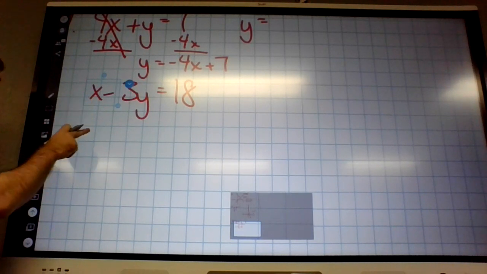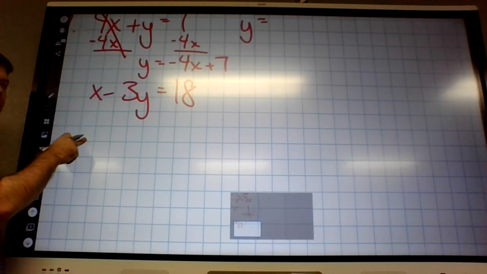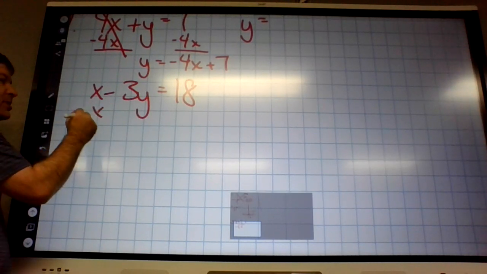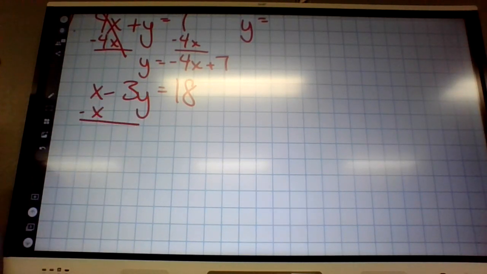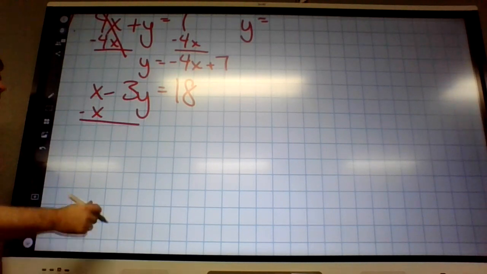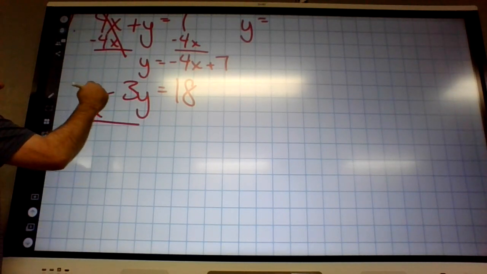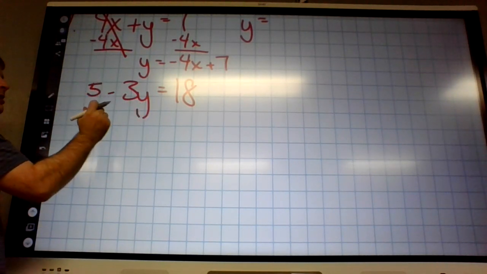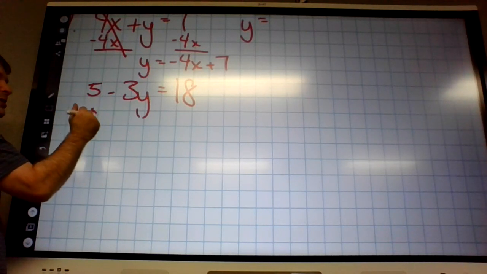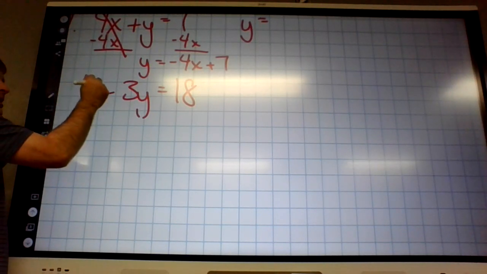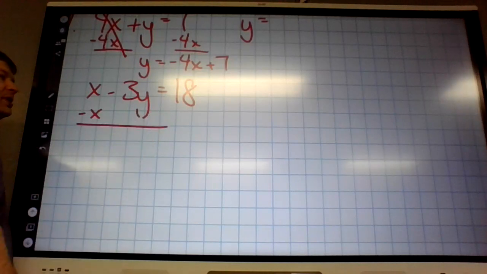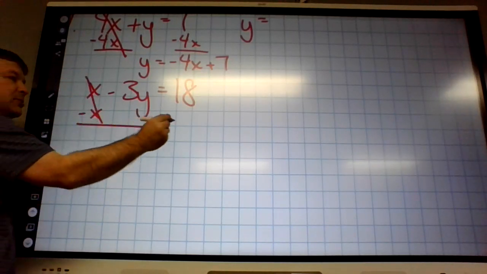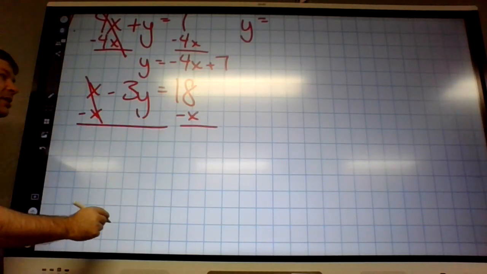Start with the x. Yep, subtract away. If this was like a 5 right here, how do we get rid of the 5? How do we get rid of a value of 5? You just take it away, right? So it's an x, so to get rid of it, we just take away x. So that goes away, so we're going to subtract x over there.